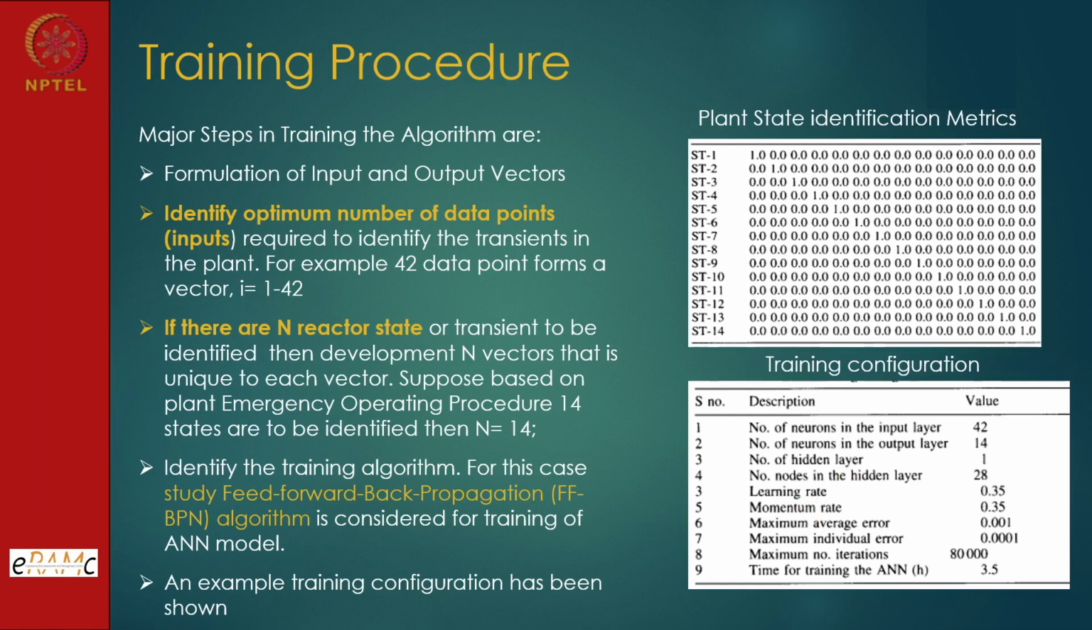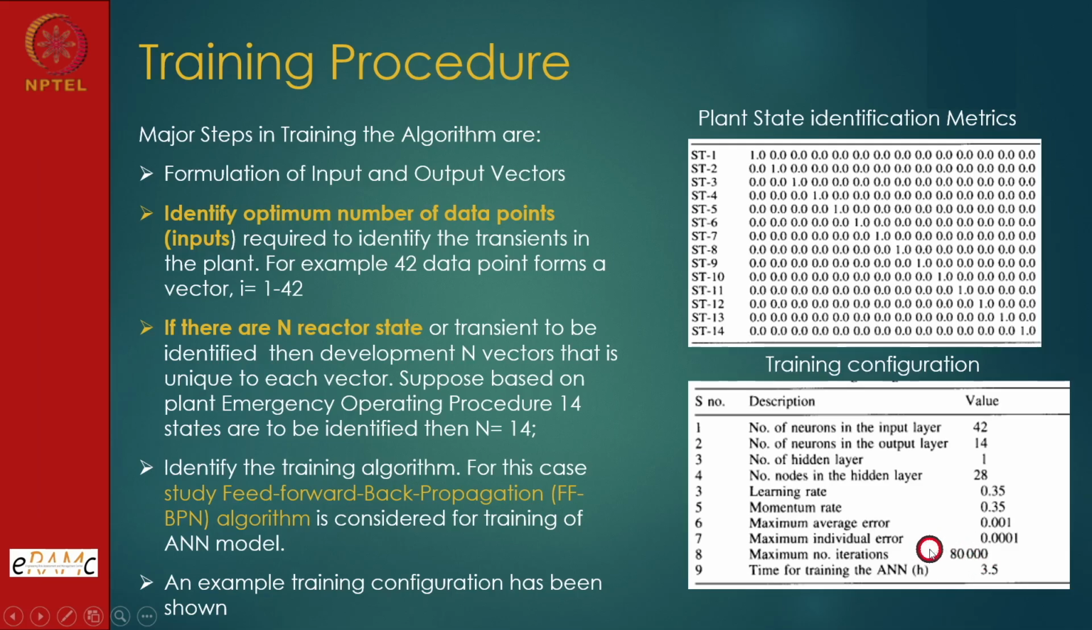Maximum error was this one, 0.001, and the maximum individual error at the node was 0.001, but average error was 0.001. When you got 0.001, that means your ANN algorithm has been trained. Time for training the ANN was 3.5 hours, and number of iterations was, now if you have ANN software, training might happen in let us say 100 or 80 or 120 iterations. But this was a time when slow computers were there.